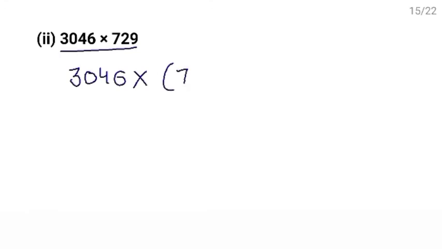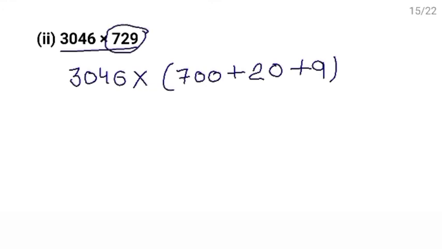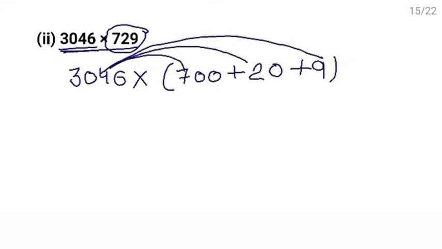Write the 729 in the expanded form: 700 plus 20 plus 9. Students, it is not necessary that I expand this one. You can also write this one into the expanded form and then use the distributive property. Now distribute this to all these numbers inside the bracket.